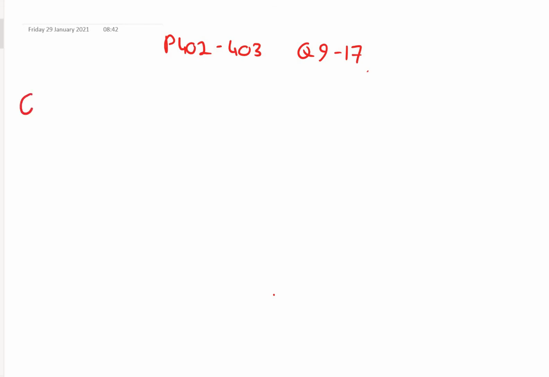So question 9 first. Question 9 says a cylinder has a height of 4.5 centimeters and a radius of 2 centimeters. Do you know what? I will draw it. Makes it easier. A height of 4.5 centimeters and a radius of 2. And this is the same volume as a hemisphere. Find the radius of the hemisphere.